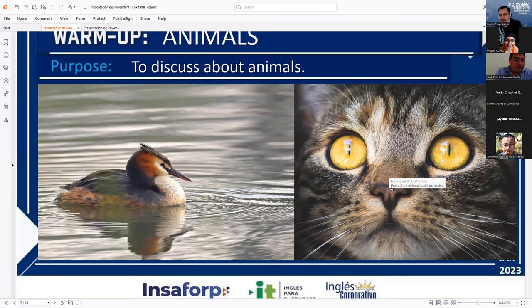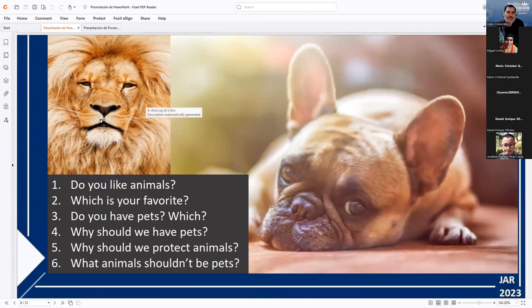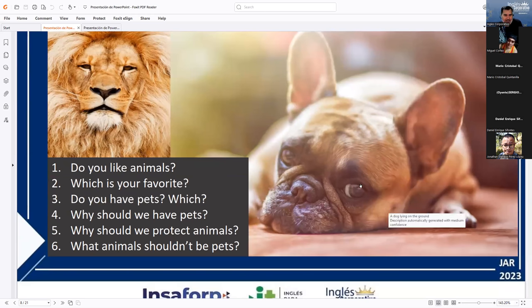What about this one? A cat. Obviously, this is a cat. And this is a? Lion. This one? Dog. A dog.